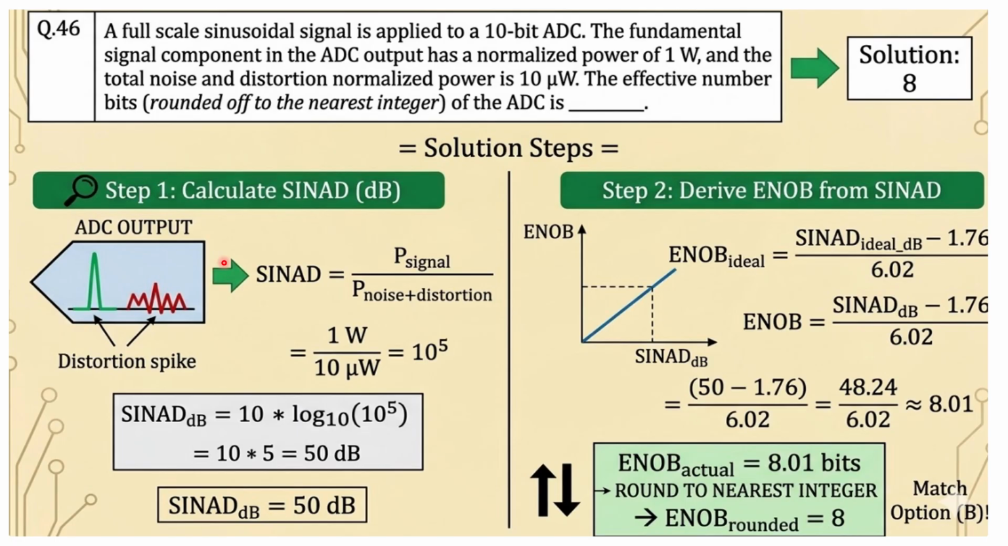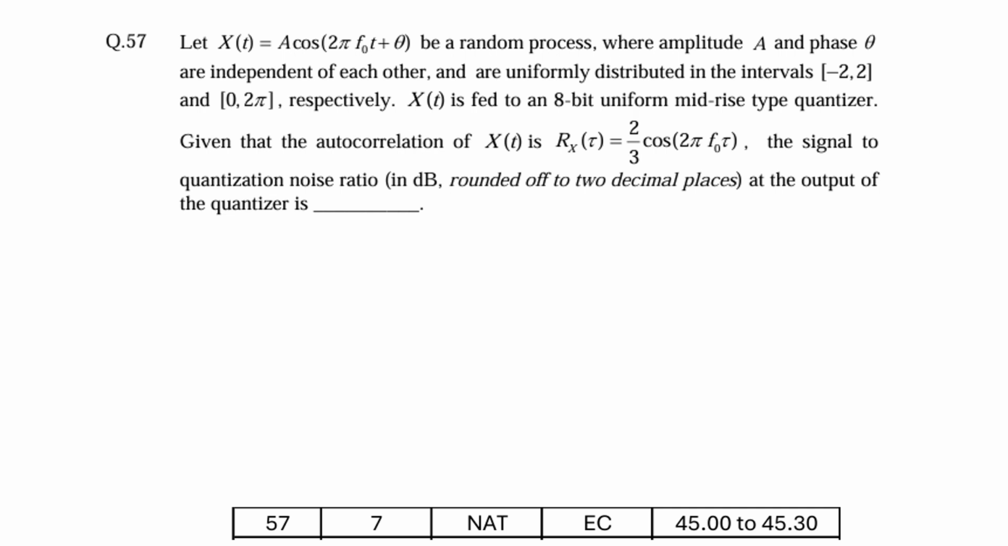Okay, so here is the shortcut solution. First find out the SNR value from whatever is given in the question. Signal power is given as 1 watt, noise power is given as 10 microwatt. So get the SNR, convert it into the dB scale, and then put the value in this SNR formula, and you can get the number of bits, which will be equal to 8.